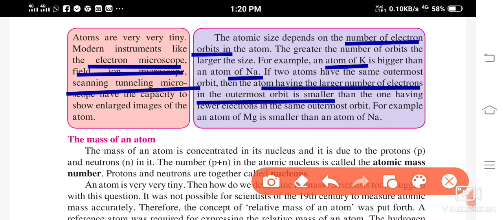So the atom having a larger number of electrons in the outermost orbit is smaller than the one having fewer electrons in the same outermost orbit. Means what? When you take two atoms, whichever atom has fewer electrons in the outermost orbit, the size of that atom is going to be more. Okay? Yes, you are understanding? So the larger the number of electrons, the smaller the size is going to be.